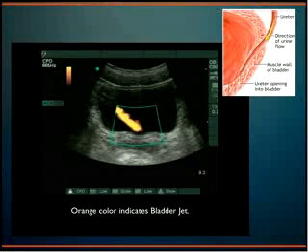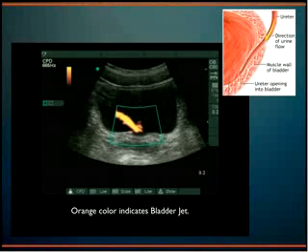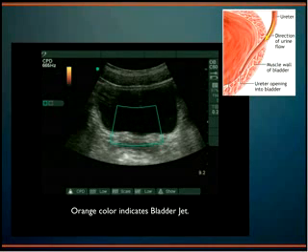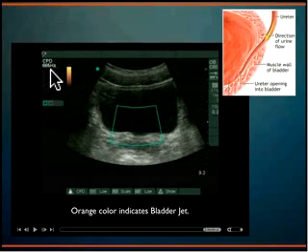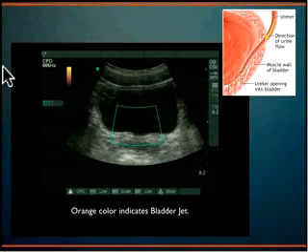This is an example of a bladder jet seen coming from the left orifice and then the right orifice. The orange color indicates the bladder jet. This is using power flow Doppler, and note the low pulse repetition frequency in the 600s. This maximizes our sensitivity of the Doppler to pick up the urine jet.